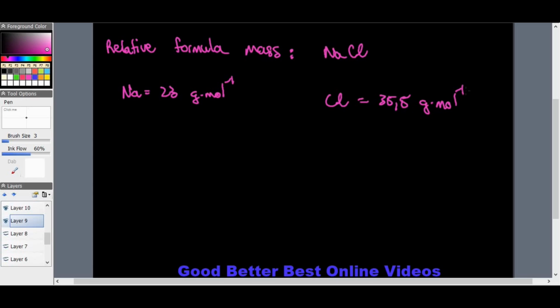Okay, and it's never rounded off to 36. I've never seen a periodic table that has rounded it off to 36, actually. Never. Okay, so now the relative formula mass would be as a result of the relative atomic masses of both sodium and chlorine. Bring them together there, and you'll get an answer of roughly about 58,5 grams per mole.